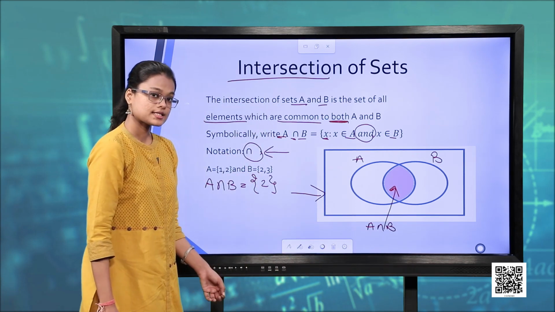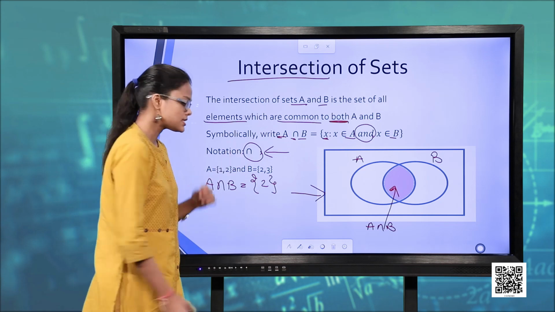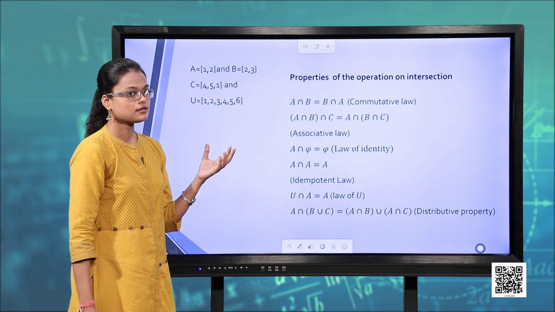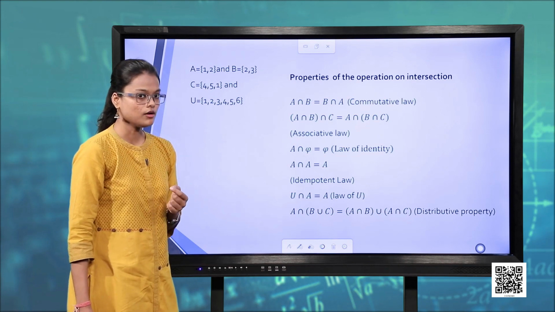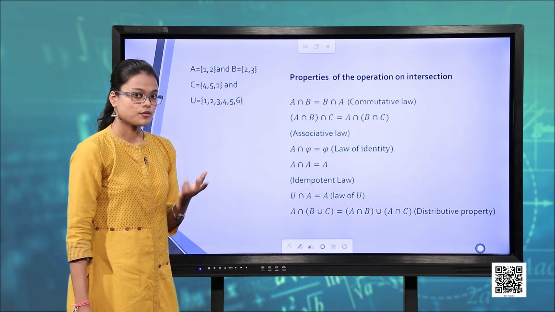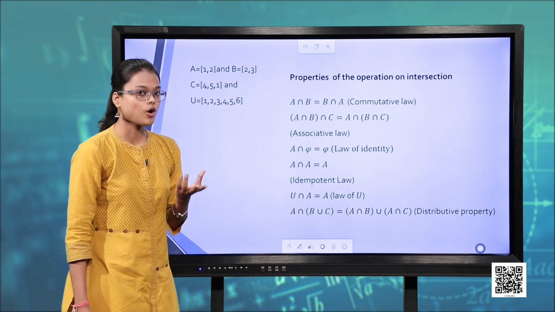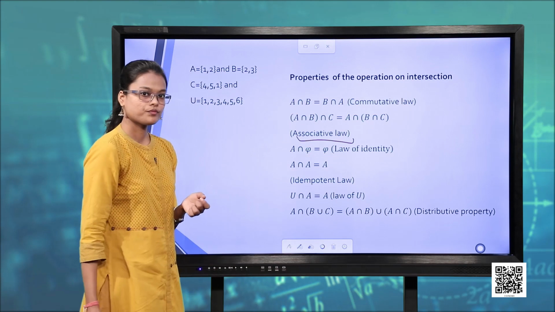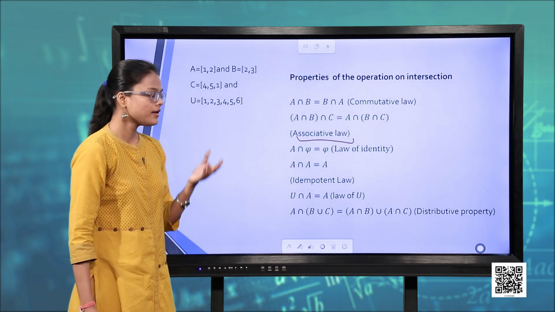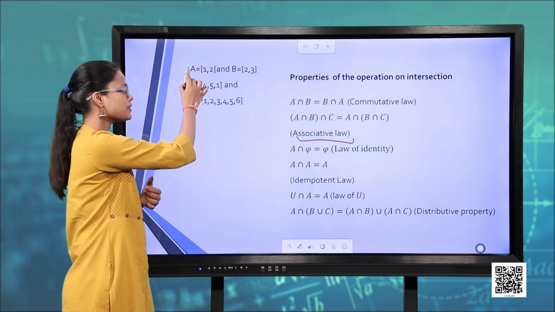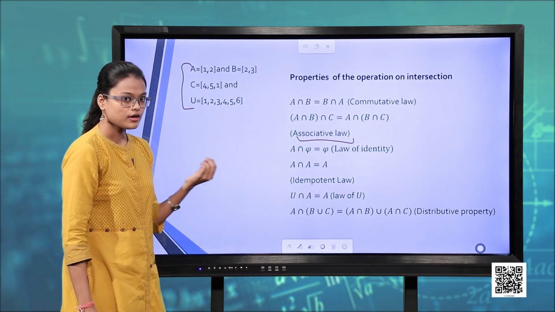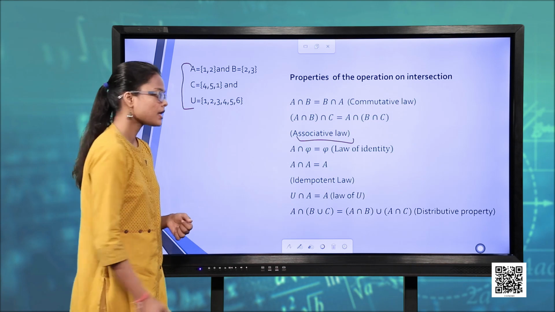So, let us take some properties of this operation. First property, the same, commutative law. It is easy, we have already discussed what the commutative law is. Second, also the associative law. It is easy to verify. Verify yourself. You can verify by using some particular values for the sets as well.